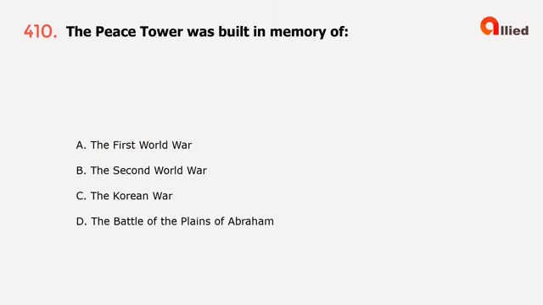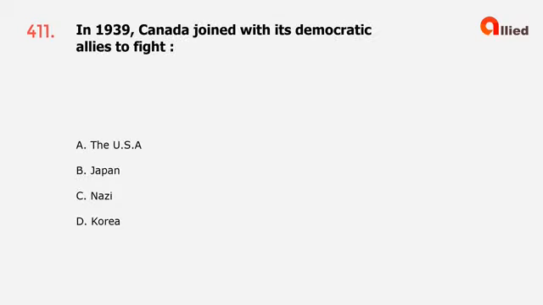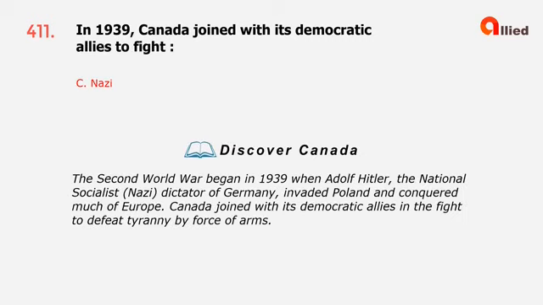Question 410. The Peace Tower was built in memory of A. The First World War. B. The Second World War. C. The Korean War. D. The Battle of the Plains of Abraham. The answer is A. The First World War. Question 411. In 1939, Canada joined with its democratic allies to fight A. The USA. B. Japan. C. Nazi. D. Korea. The answer is C. Nazi.